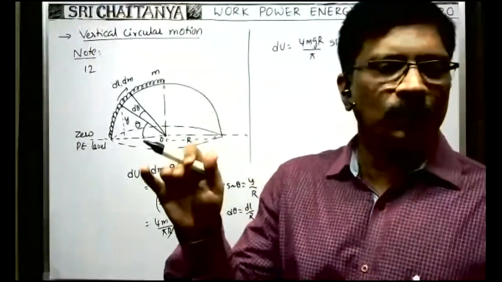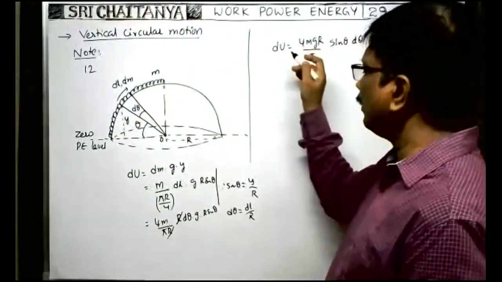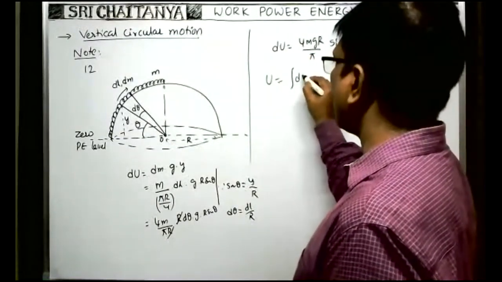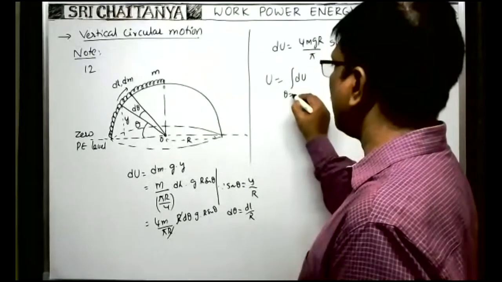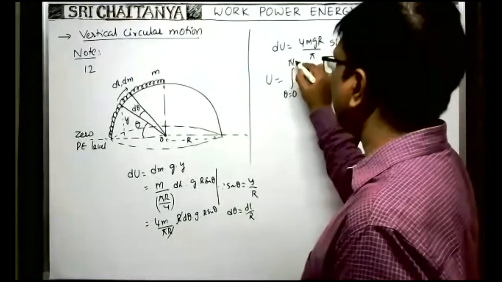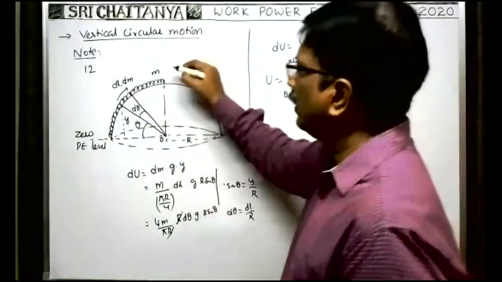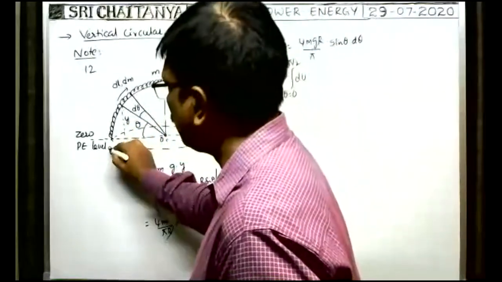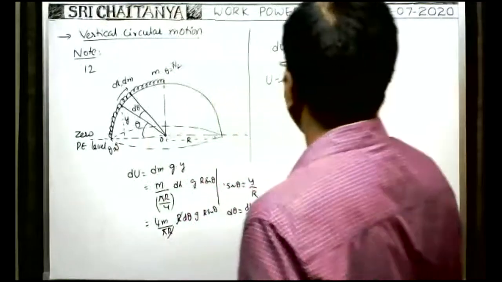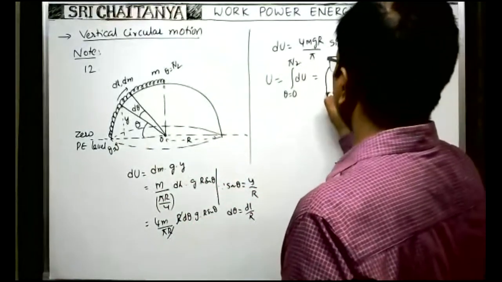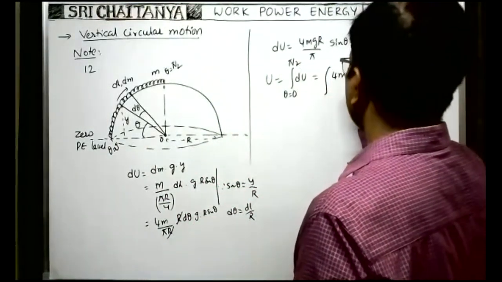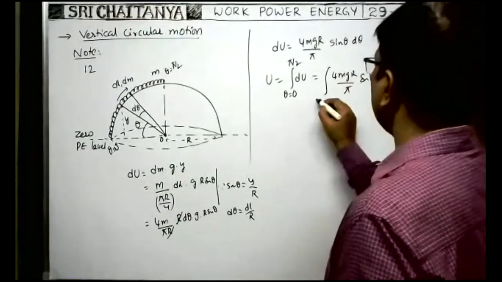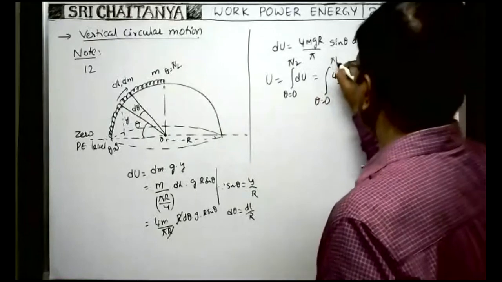So instead of doing so for one element, you find the potential energy and integrate it. You integrate the potential energy of the element between the limits theta equal to 0 to theta equal to 90. Here theta is pi by 2, and here theta is 0 radian. So that is equal to the integral of 4 mg r by pi into sin theta d theta, with limits theta from 0 radian to pi by 2.